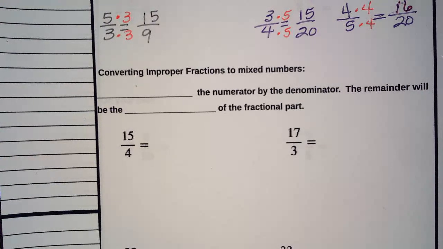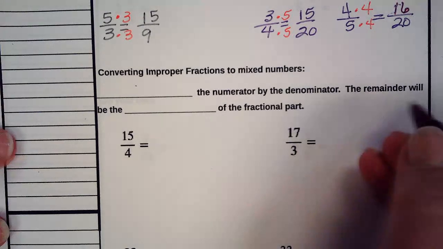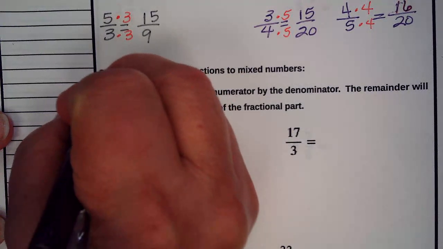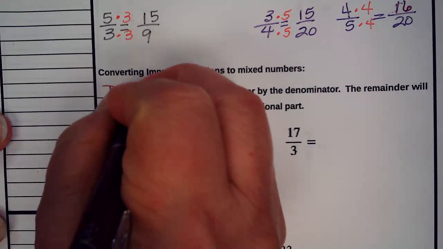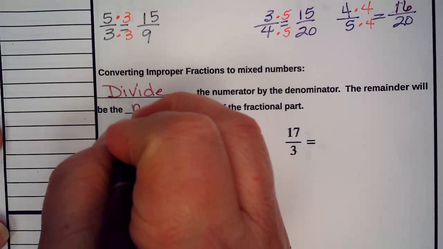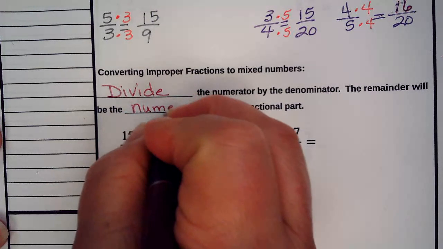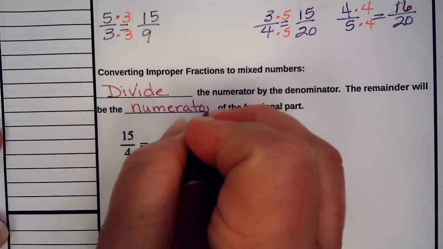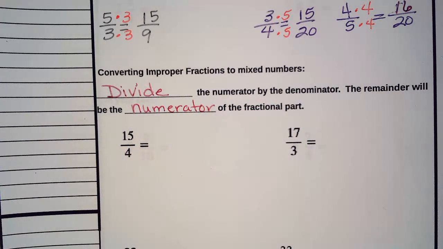Converting improper fractions to mixed numbers. Well, the first thing you do is to divide the numerator by the denominator. The remainder will be the numerator of the fractional part. So we're going to divide, we're going to have a remainder. That remainder becomes the top number of our fraction.